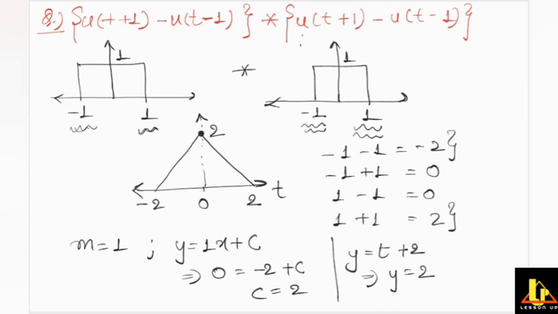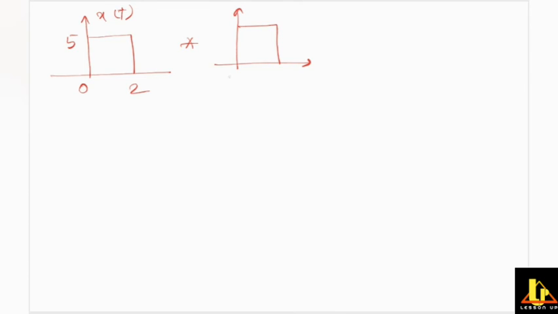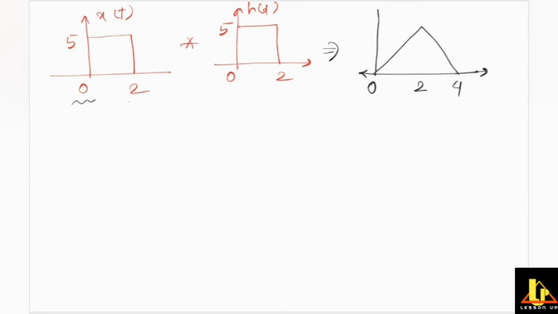Now in the next question, if we convolve the same signal with the same amplitude, you will get a triangular output, right? And what is the limit of that output? That is 0 plus 0 is 0, 0 plus 2 is 2, and 2 plus 2 is 4. Okay.